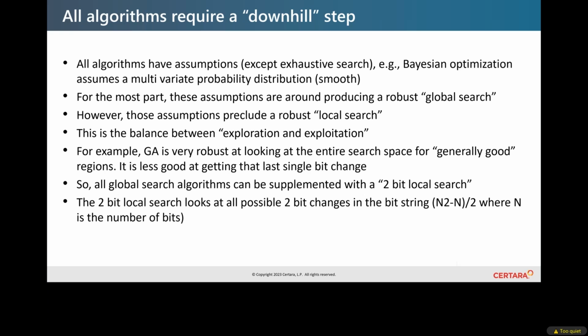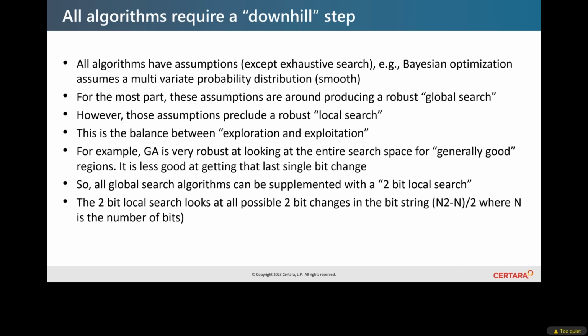For example, the genetic algorithm is very good at looking at the entire search space and finding generally good models, but to find that one last change, from an exponential relationship between weight and volume to a power relationship, it is very bad at that. They're not very efficient at finding that one final change that makes the best possible model.